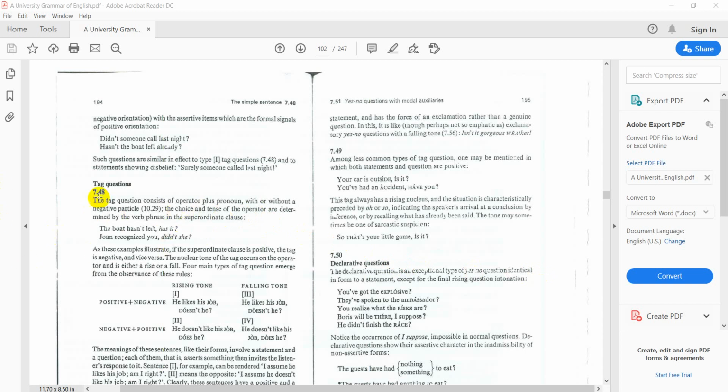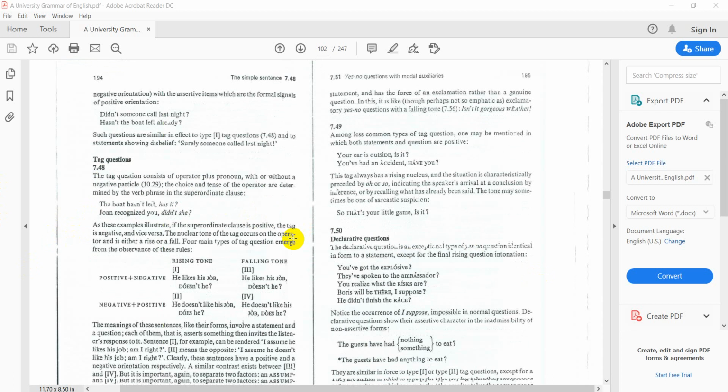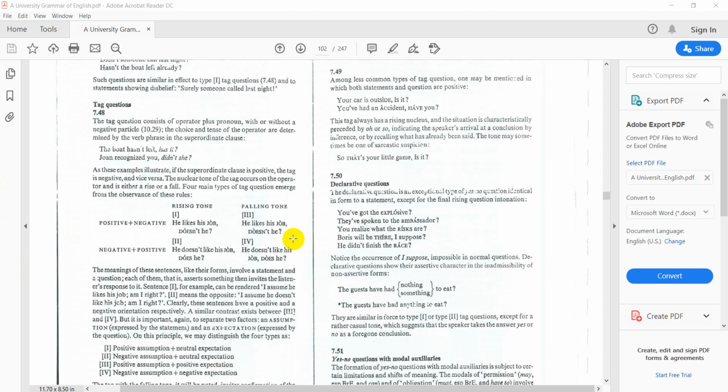Okay. Today we read tag questions. Tag questions consist of an operator, this is the operator, plus a pronoun, this is the pronoun.